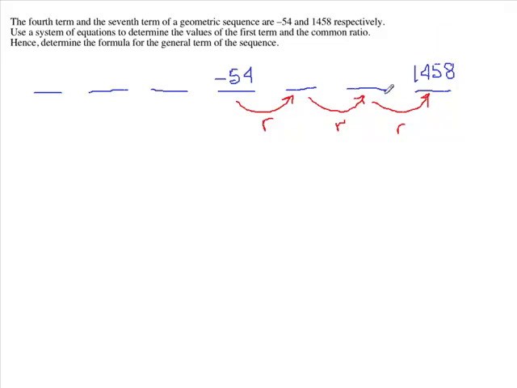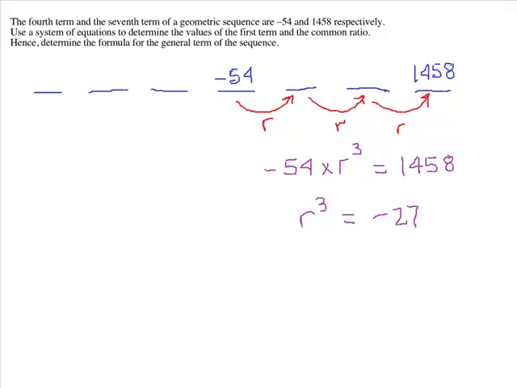So if we make an expression out of that, we would say, starting with negative 54, if we multiply by r 3 times, r to the third power, that gives us 1458. Well, there's only one variable in that, so we should be able to solve this thing. What if we divide both sides by minus 54? We get r cubed equals 1458 divided by negative 54, which is negative 27.